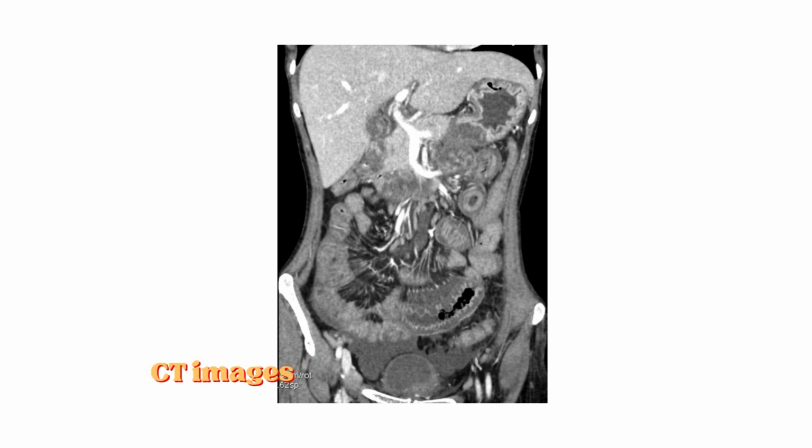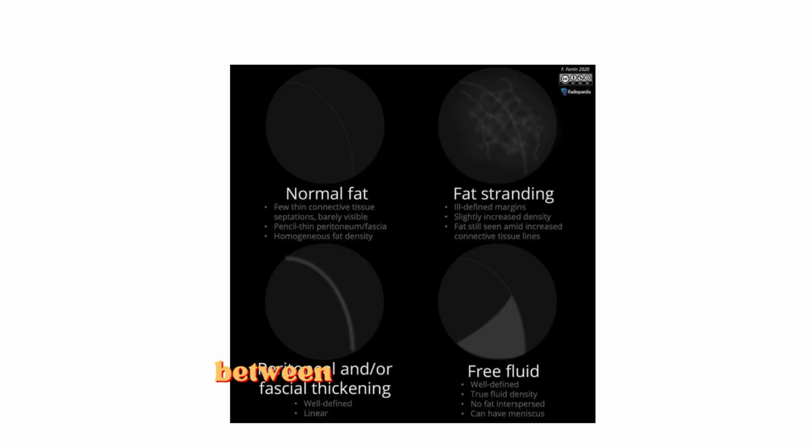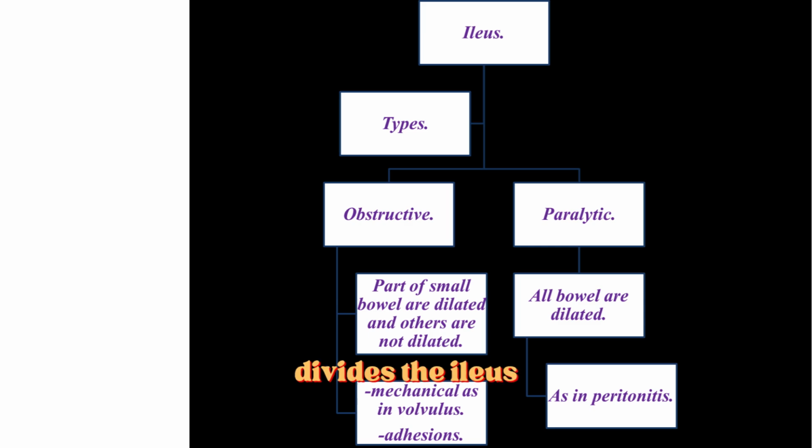Contrast coronal CT images demonstrating prominent and increased mesenteric vascularity representing comb sign and small bowel wall inflammation at multiple levels suggestive of Crohn's disease. Diagram illustrates differences between the CT appearance of normal fat, fat stranding, peritoneal and/or fascial thickening, and free fluid. This smart art divides the ileus into 2 types.